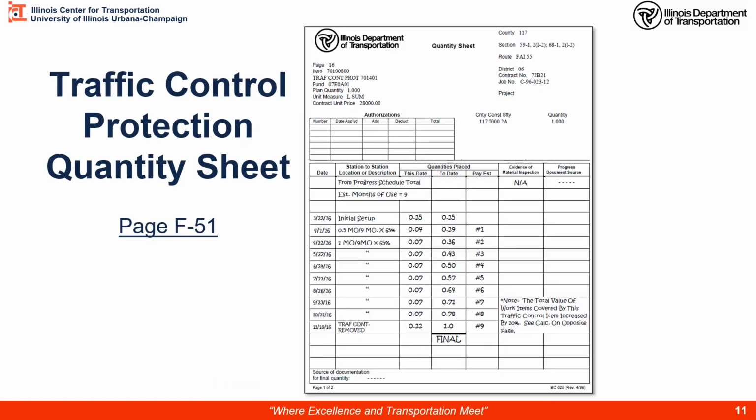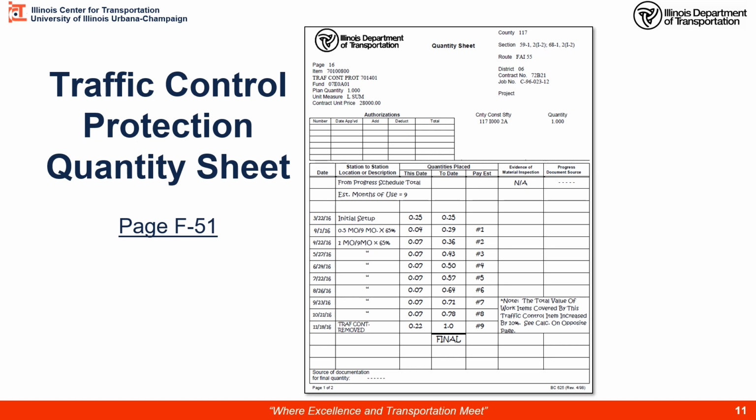So let's go to page F51 of the DOT guide. Here we see an example of the traffic control protection quantity sheet. So here we have the basic information on the traffic control pay item. Planned quantity, of course, is 1. That's a lump sum. And the bid price, $28,000 for this particular traffic control standard.